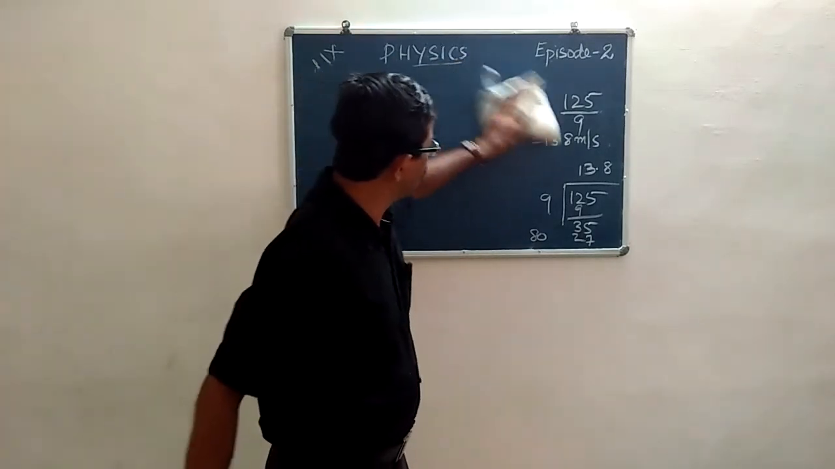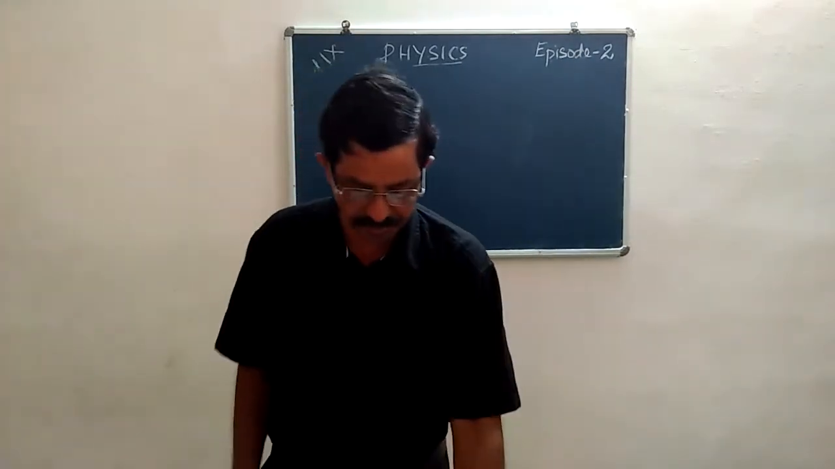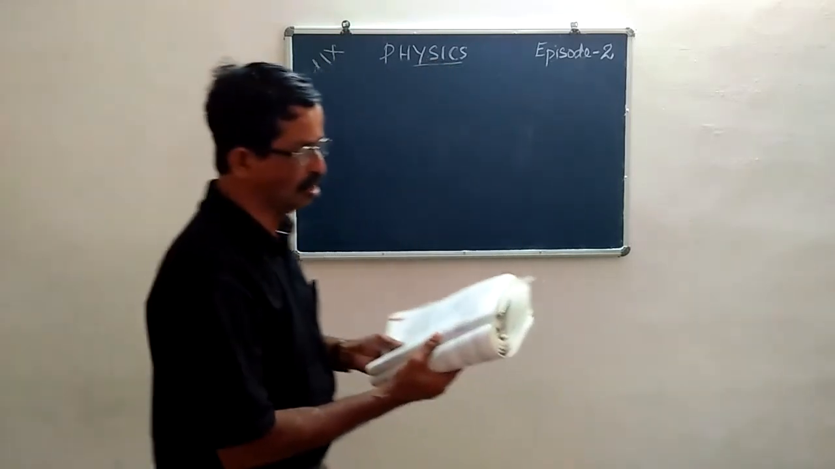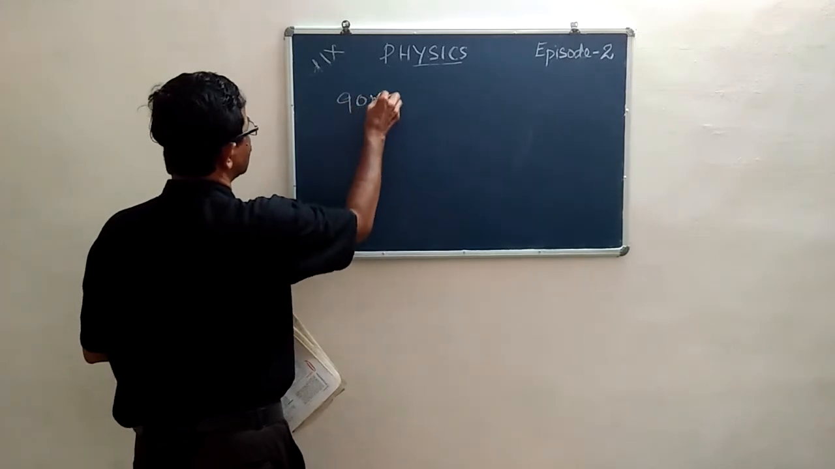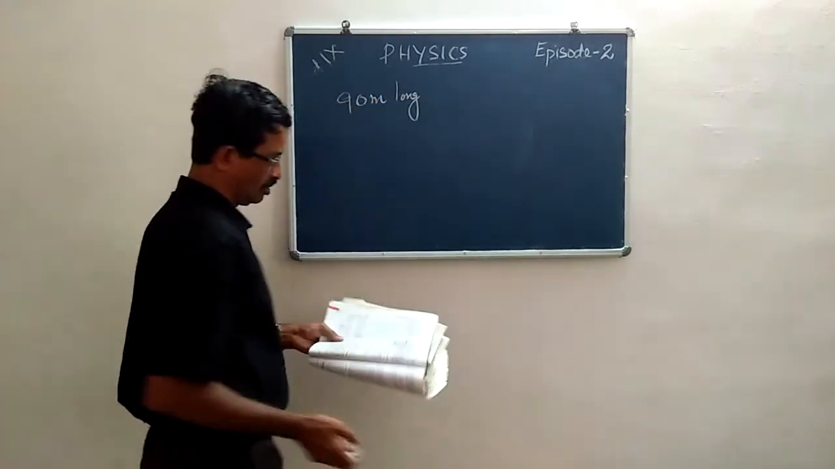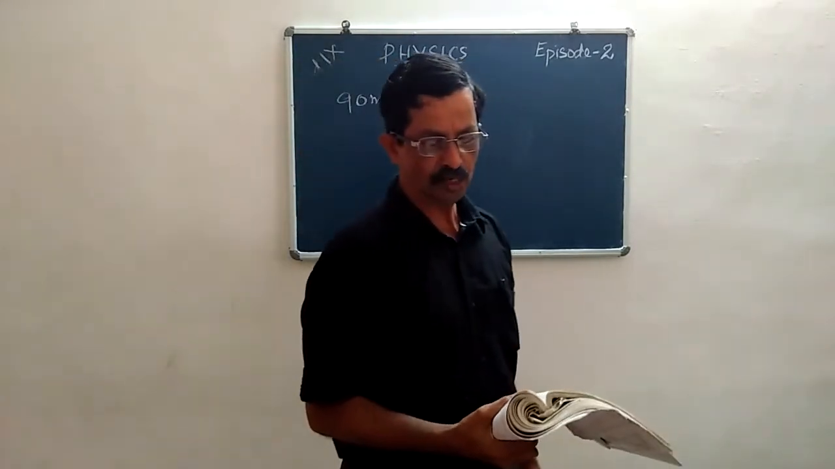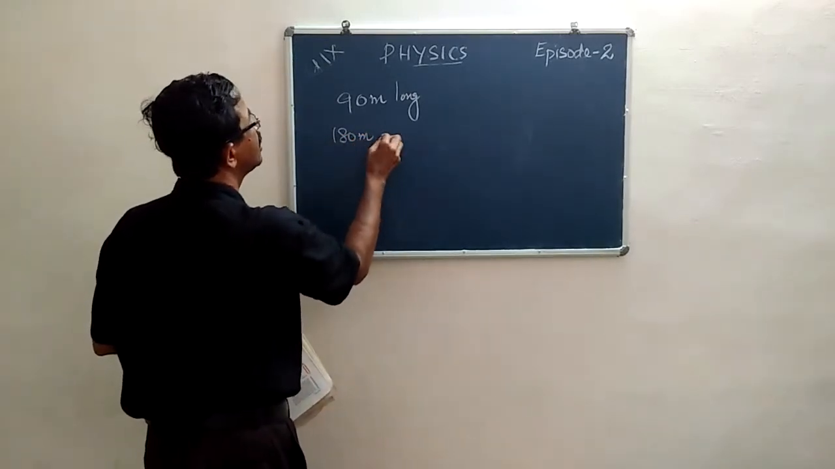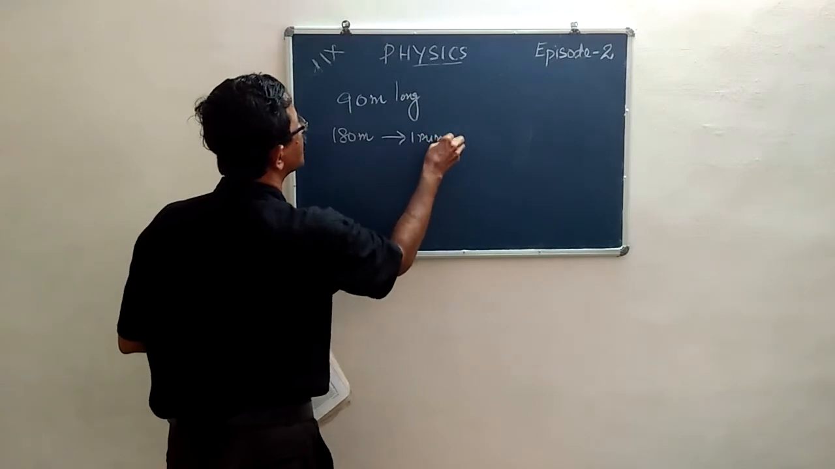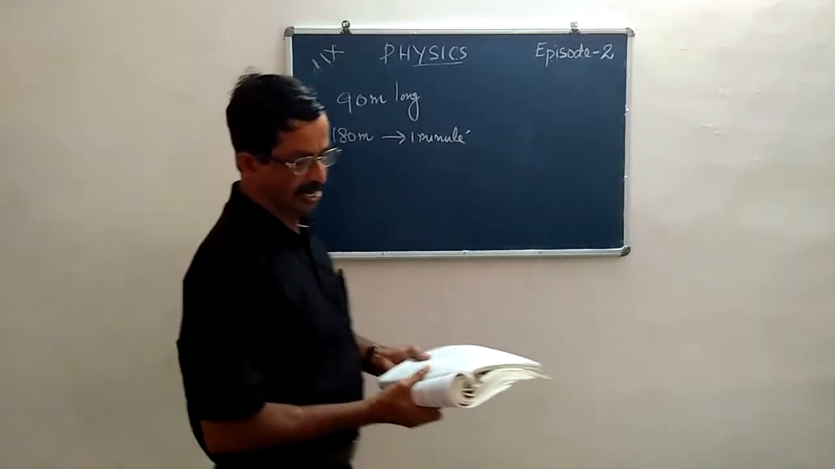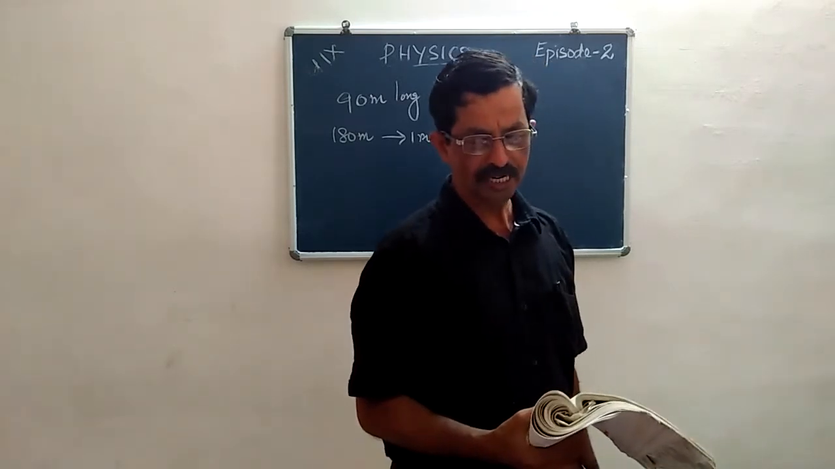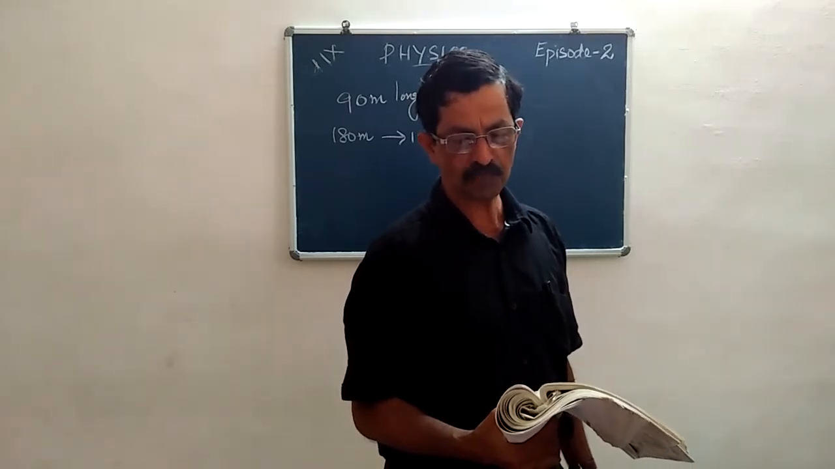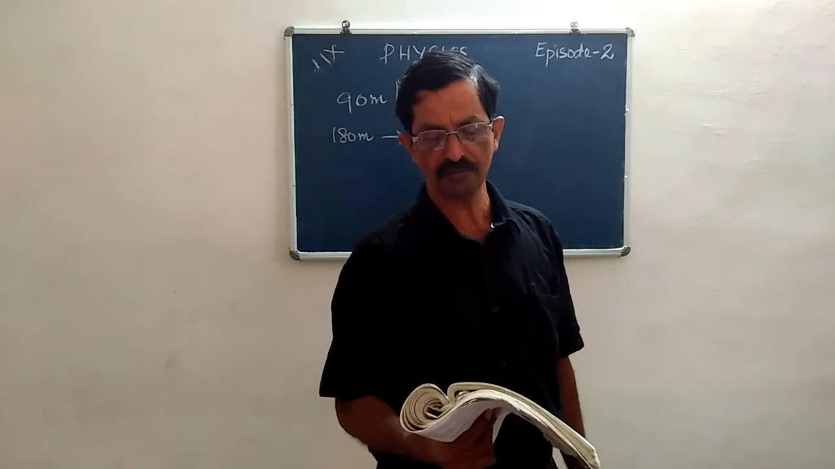Now one more problem is given there. Usha swims in a 90 meter long pool. She covers 180 meter in 1 minute. Then by swimming from one end to the other and back along the same straight path, find the average speed and the average velocity of Usha.